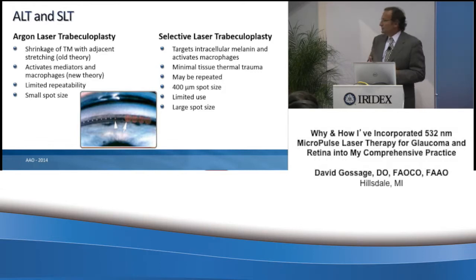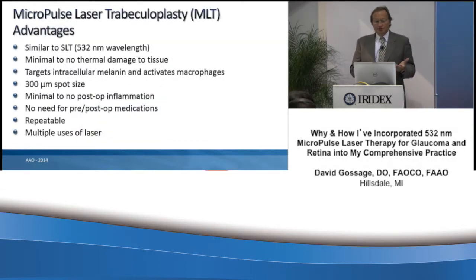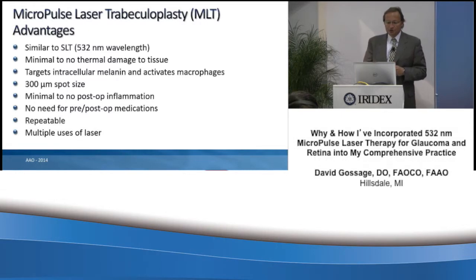When we look at MLT, it's very similar to SLT in the wavelength. So using a 532, you can use the 577 for MLTs also. It causes minimal to no damage to the tissue. It targets that intracellular melanin and activates those macrophages to allow the facilitation of outflow through the trabecular meshwork.